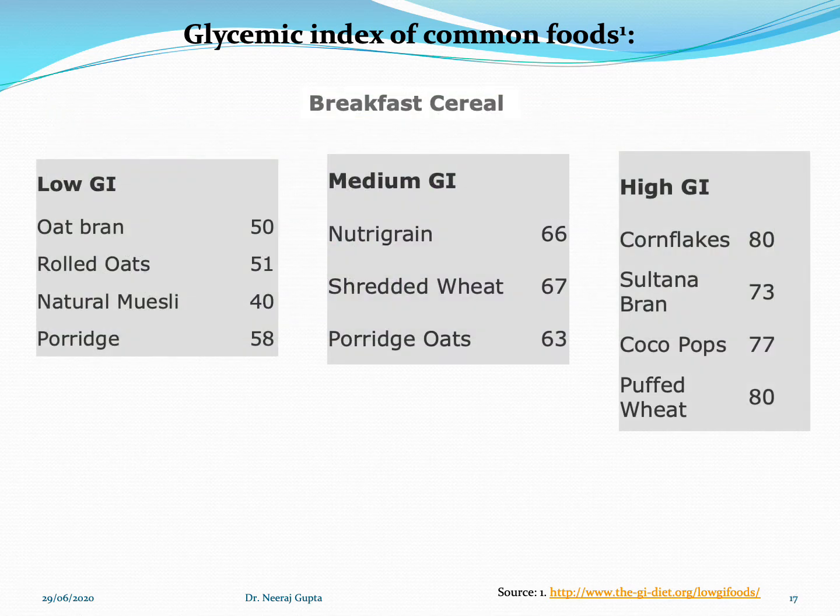In this slide I am showing the GI of common foods. As you can see, starting from breakfast we always have an option of low GI, medium GI and high GI foods as shown in this slide. For example, for low GI you have oat bran, medium GI Nutri-Grain, high GI cornflakes, and so on.